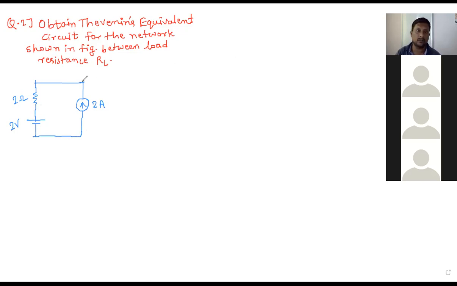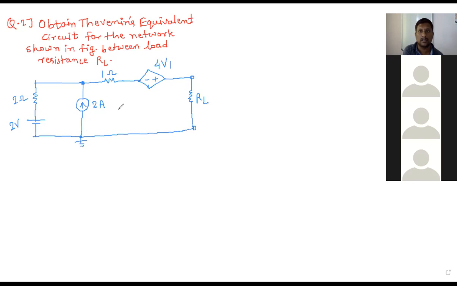Next here 1 ohm. Here one dependent source is there. Polarity is there inside, that means it is a voltage source, but whose value depends on 4 into V1. So the question is, where is the V1? Okay. So this is connected by load resistance RL. So V1 is nothing but the voltage across this 2 ampere current source. V1 is nothing but this node voltage.